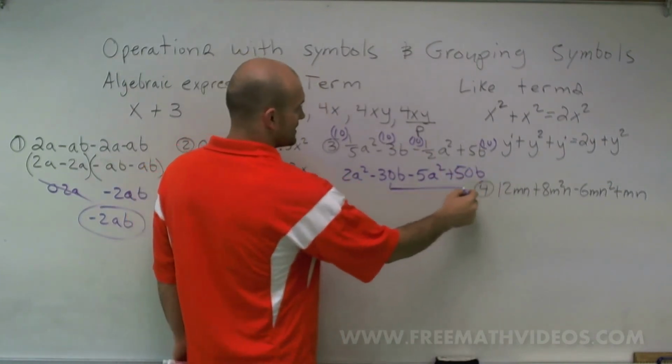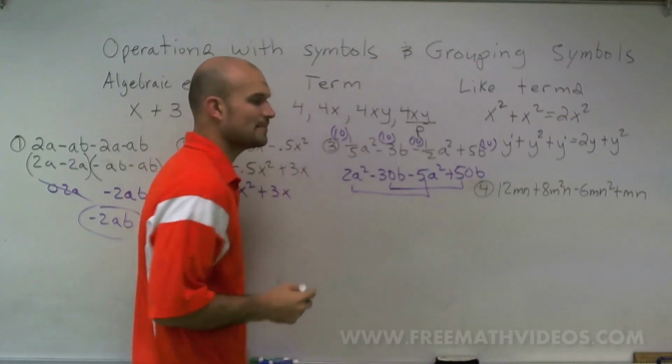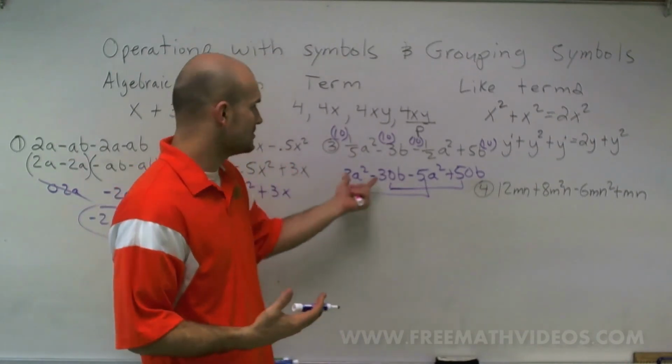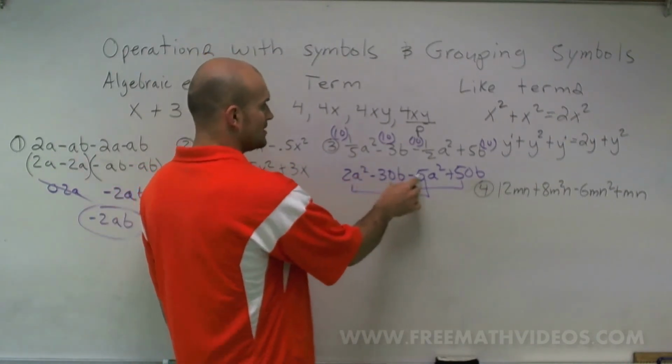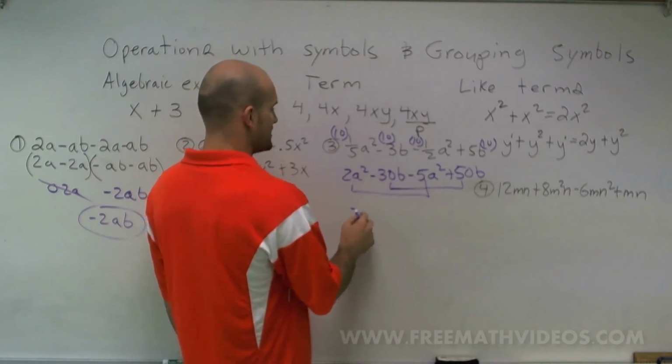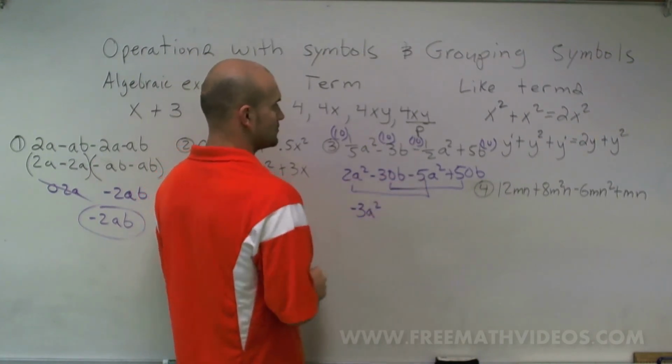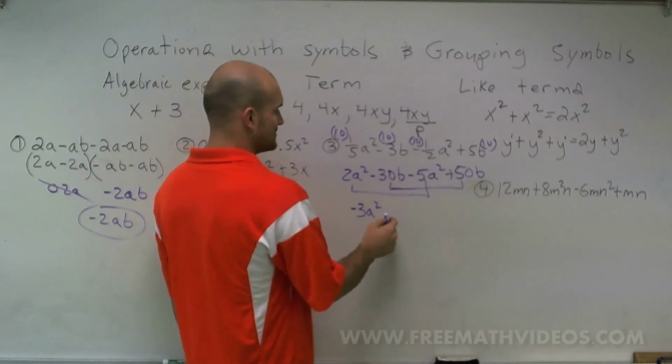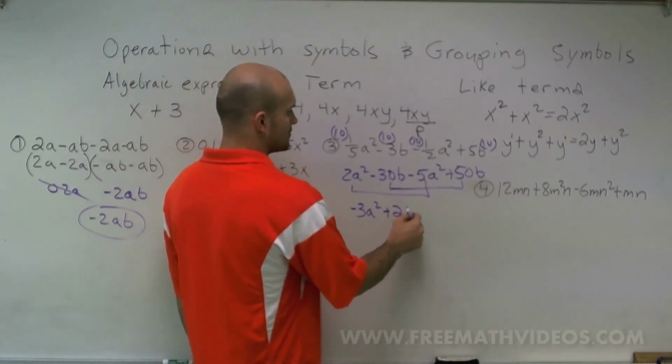Then I can combine these two, and I combine these two. Remember, when you combine your like terms, you're only combining your coefficients. So 2 minus 5 will be a negative 3, a squared. Negative 30 plus 50 is going to be a positive 20b.